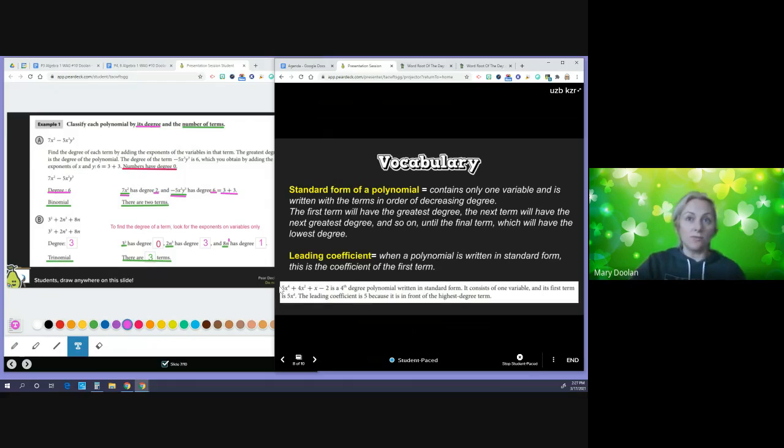And then when you look at the first term, the leading coefficient, the very first number you see in front of that variable term, that's the leading coefficient. So when a polynomial is written in standard form, this is the coefficient of the first term, leading coefficient. The leading coefficient here is 5 because it is in front of the highest degree term.